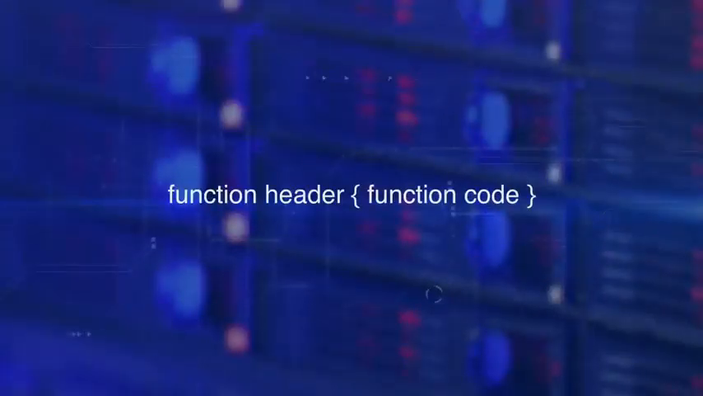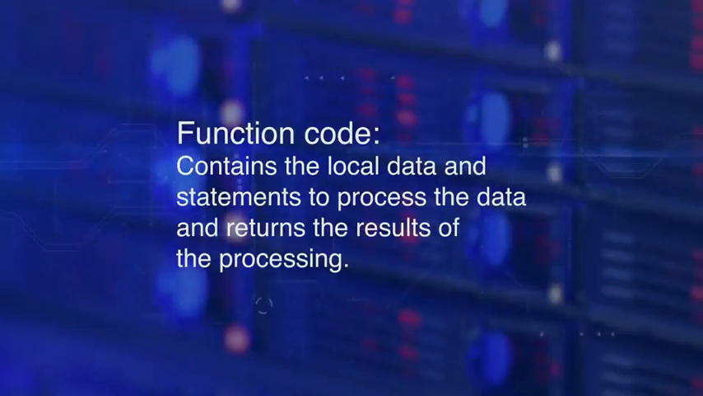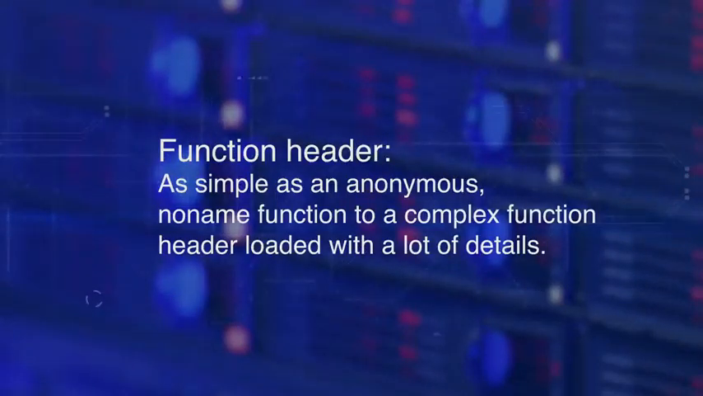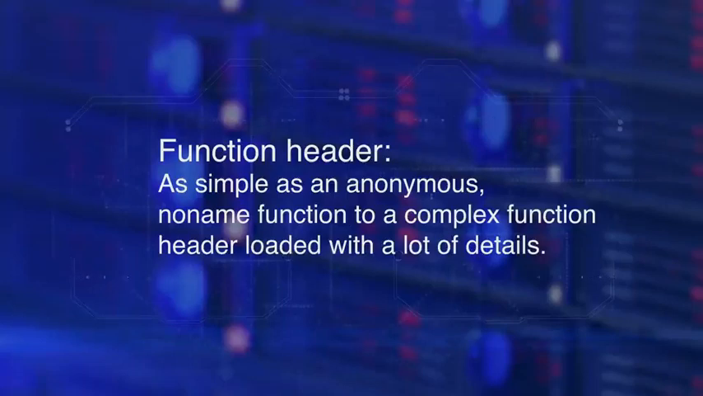Now we step into the smart contract and look at the function definition. Function definitions are similar to functions in any other high-level language. Function header followed by the code within curly brackets. Function code contains the local data and statements to process the data and return the results of processing. Function header can be as simple as an anonymous no-name function to a complex function header loaded with a lot of details. Here is more explanation of each of the items of the function header.